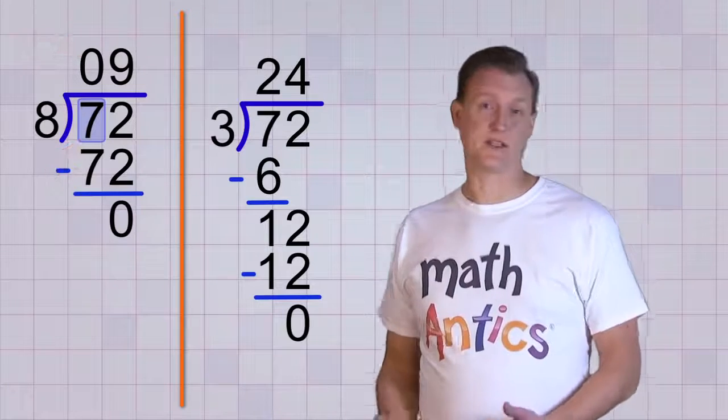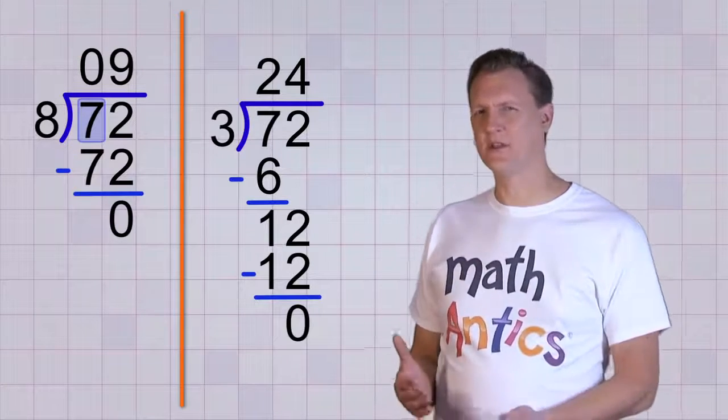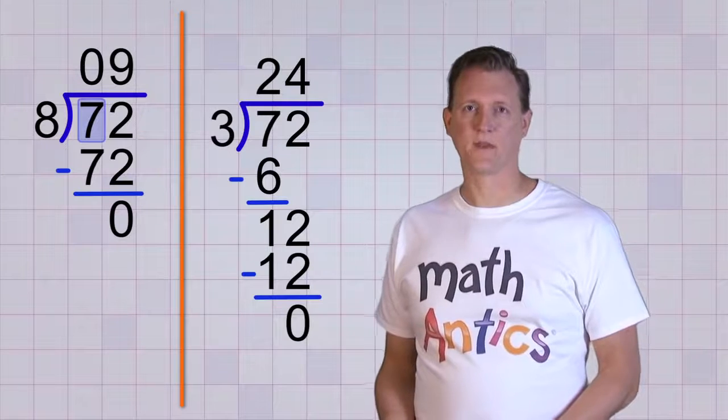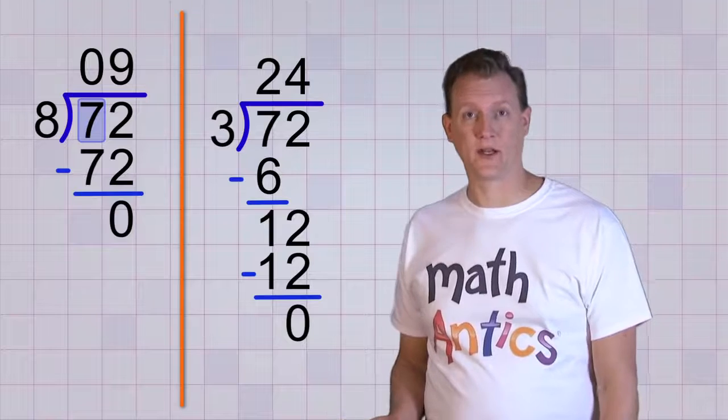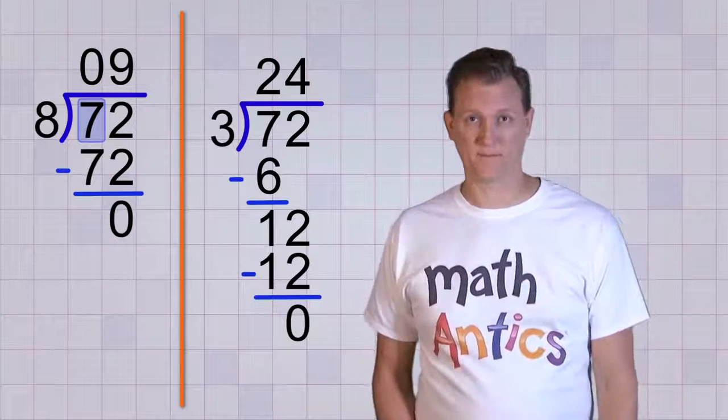So basically, we just skip that step. And that'll happen with digit by digit division sometimes. If the number is too small to divide into, you just put a 0 in the answer line, and you move on to the next digit.